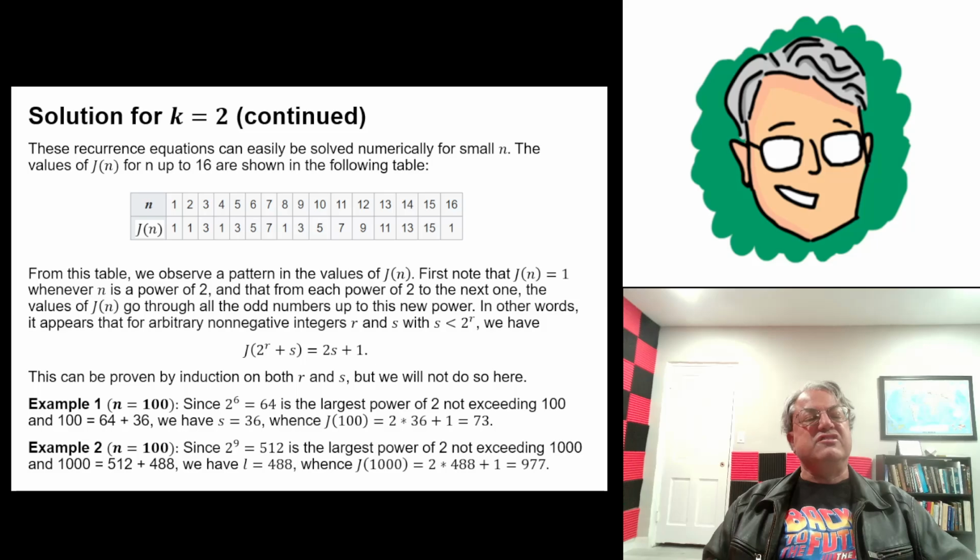Finally, 16 is another power of 2, and j of 16 is 1. So I think you can see what's going on here. We didn't prove this pattern, but we observe it, and then we can conjecture. We can actually write this as a formula.